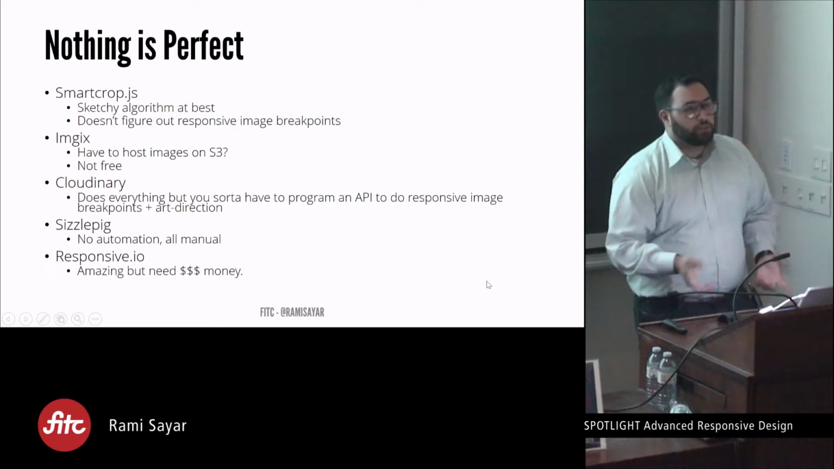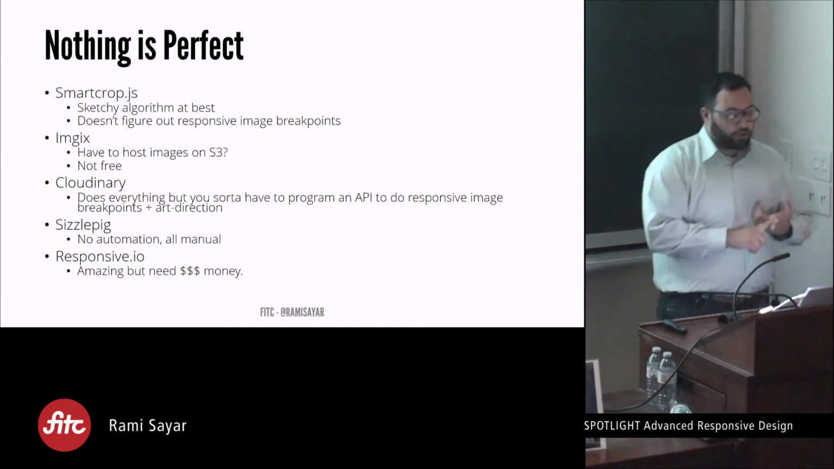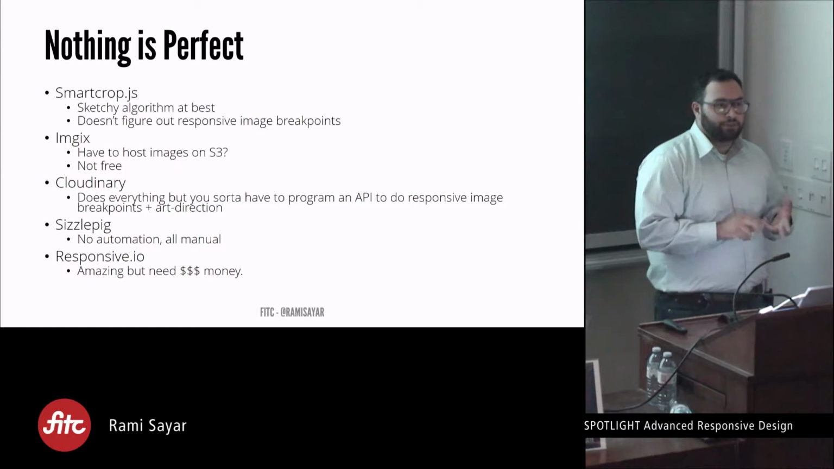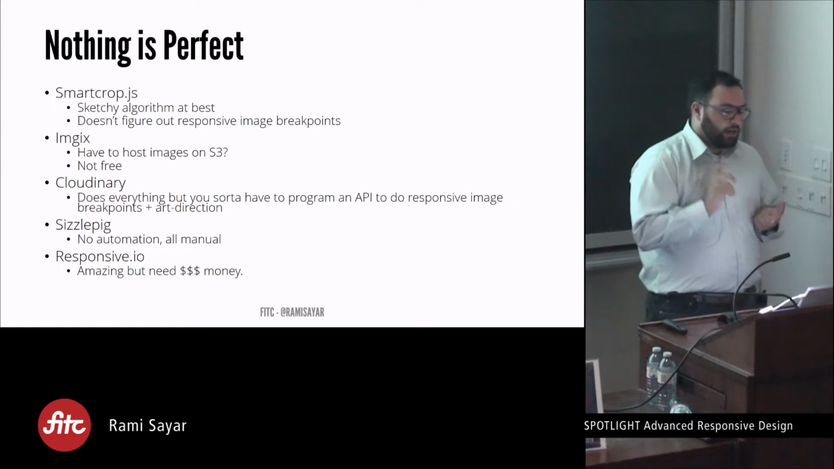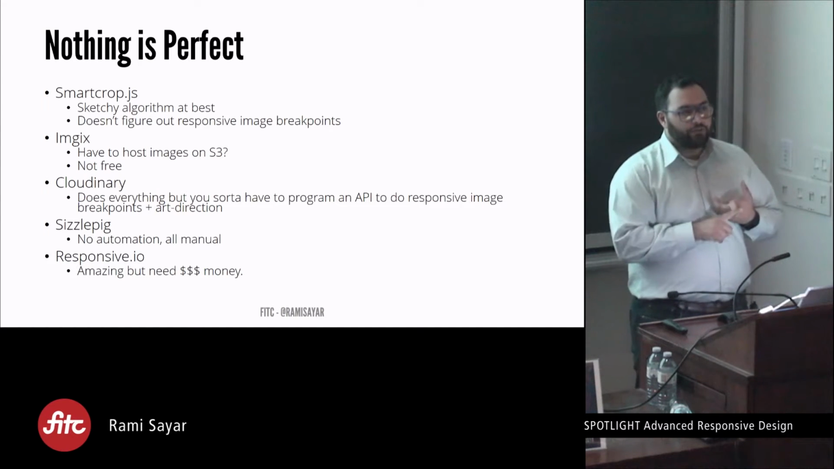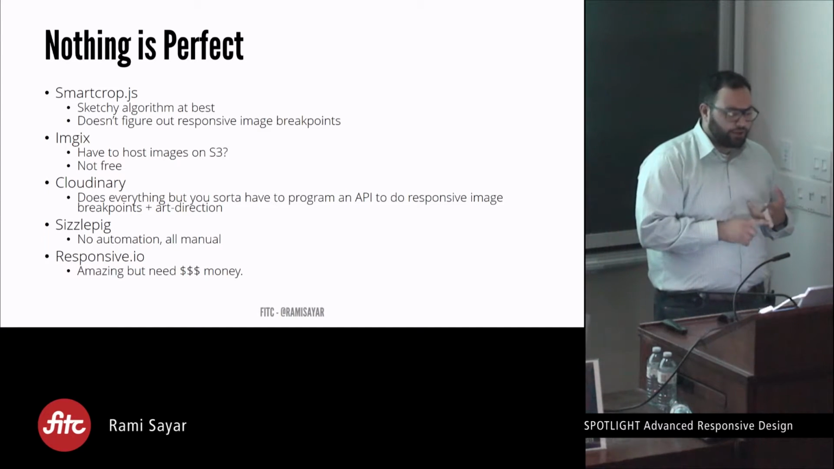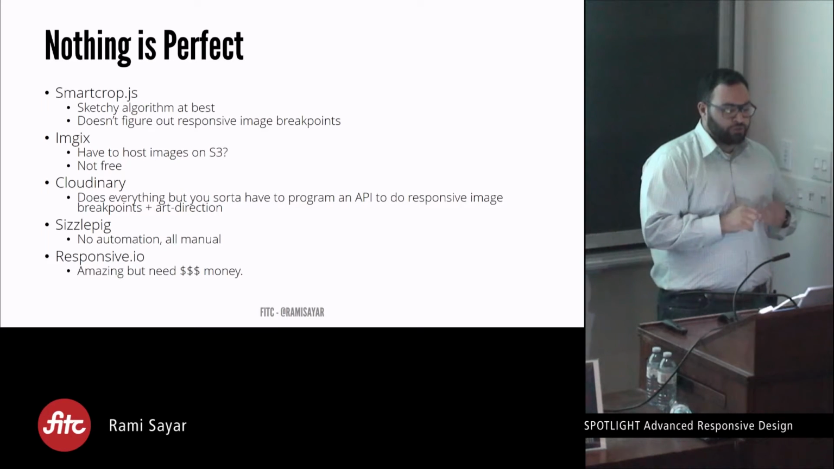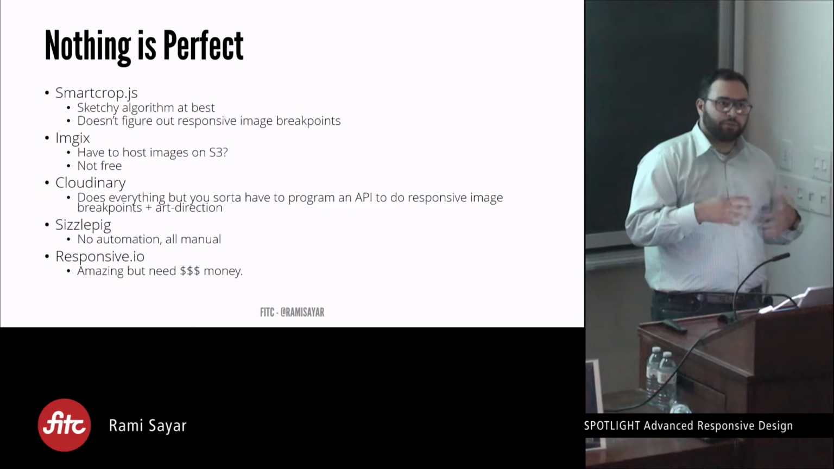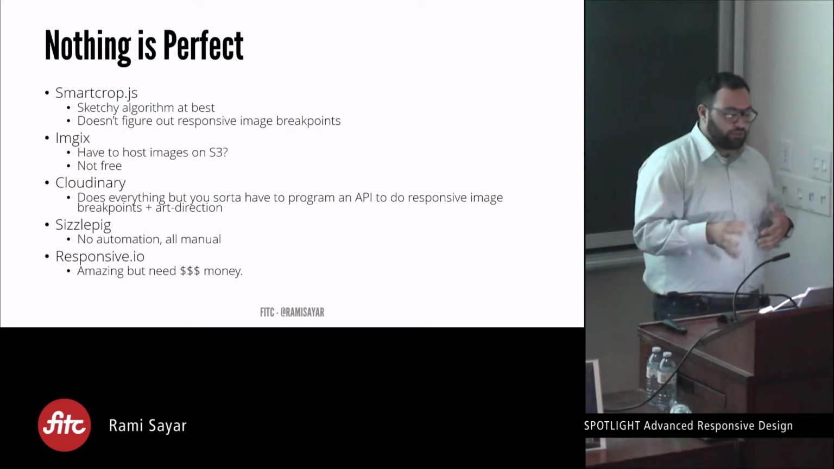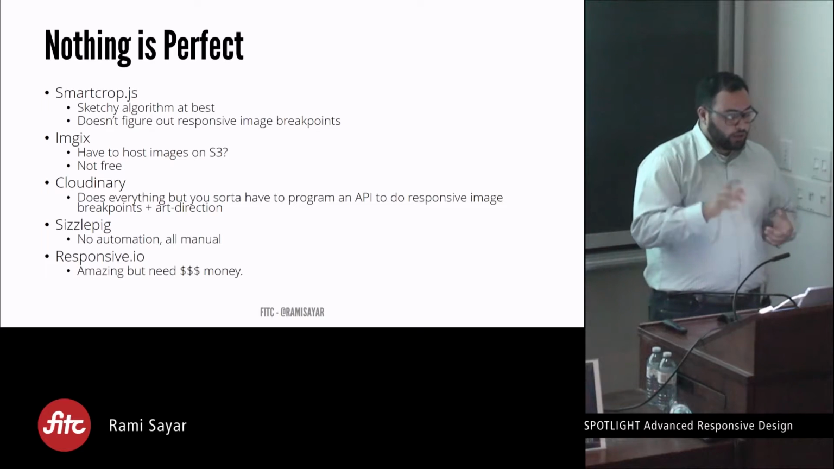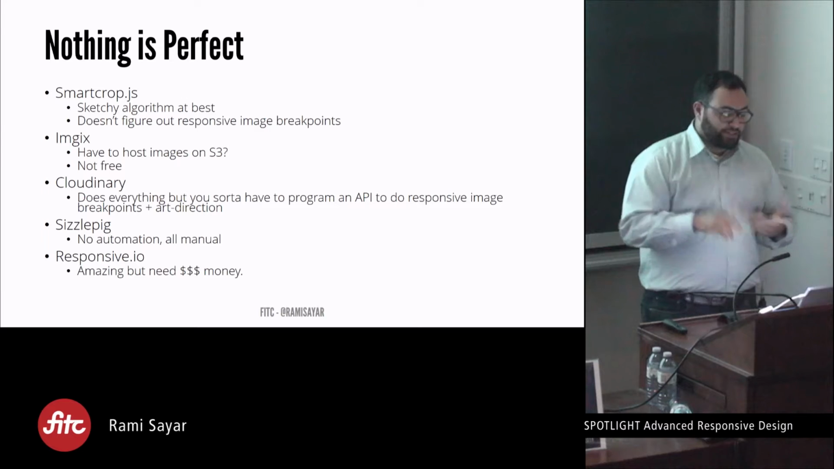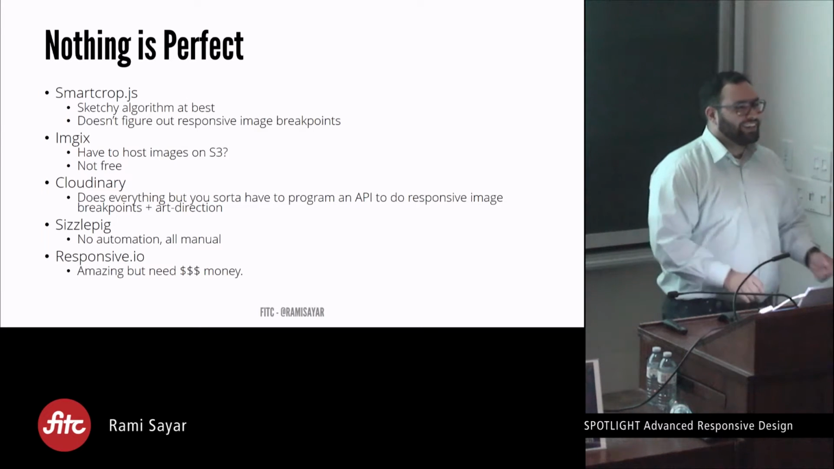So nothing is perfect, unfortunately. But Smartcrop.js is a sketchy algorithm a little bit. It doesn't really figure out the responsive image breakpoints. You have to do that yourself. Imgix is interesting, but it's not free, and you also have to host the images yourself on like an S3 bucket or whatever. Cloudinary does everything, but you sort of have to program an API to do the responsive image breakpoints. Otherwise, you'd have to set it yourself. But it does do the art direction fairly well. Sizzlepig is no automation; it's all manual work. And then responsive.io is amazing, but needs money, and it's quite expensive.